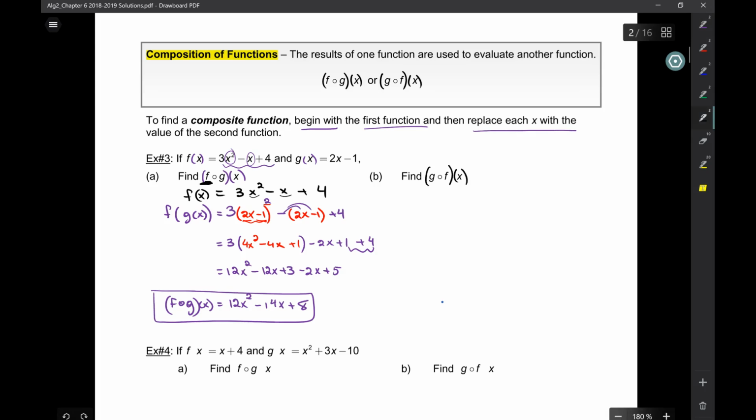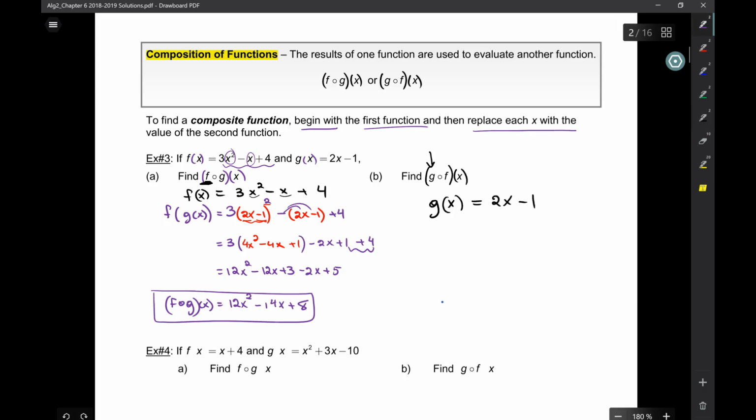Let's do another one, but this time it's g of f of x. Okay? What's the first function here? It's g of x, right? Look at this one here. The first function is g of x. So here's what we're going to do. Just write down g of x here.